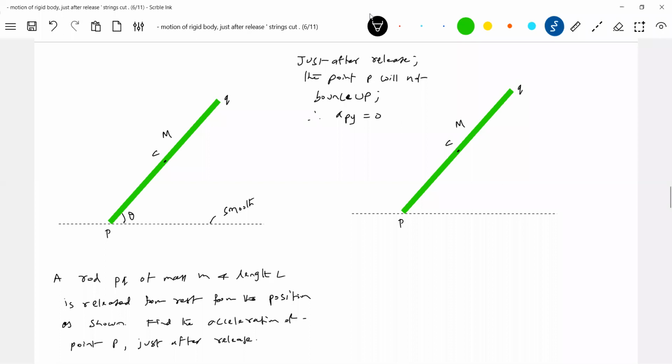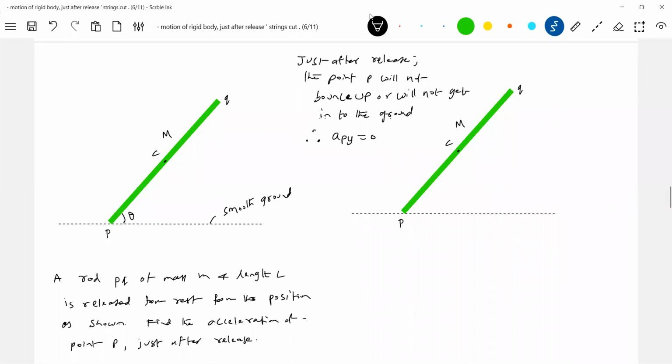After some time, no, it will be there only. So what is the acceleration of point P along the y-axis? It will not bounce up. Just after release, point P will not bounce up, or get into the ground. So therefore, the acceleration of point P along the y-axis is 0. This is what actually happens practically.